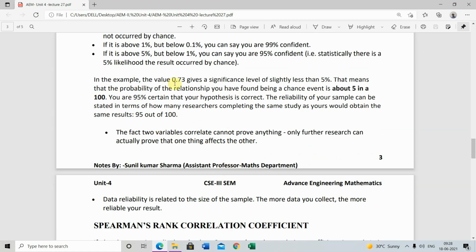In this example, the value 0.73 gives a significance level of slightly less than 5%. That means that the probability of the relationship you have found being a chance event is about 5 in a 100. You are 95% certain your hypothesis is correct. The reliability of your sample can be stated in terms of how many researchers completing the same study as you would obtain the same result: 95 out of 100.